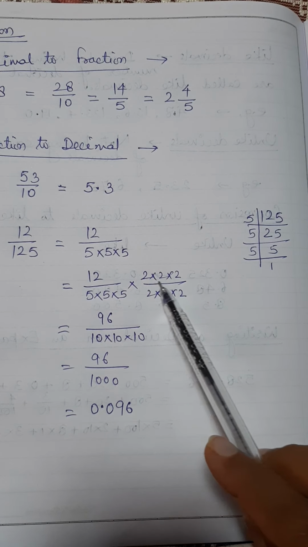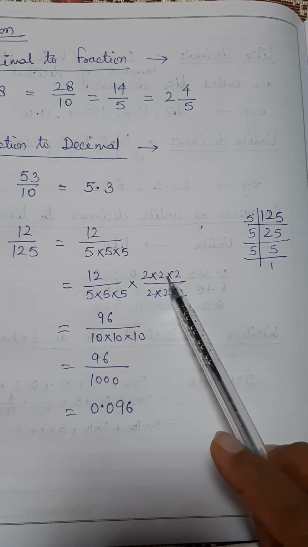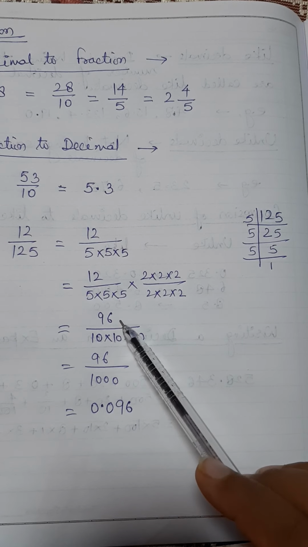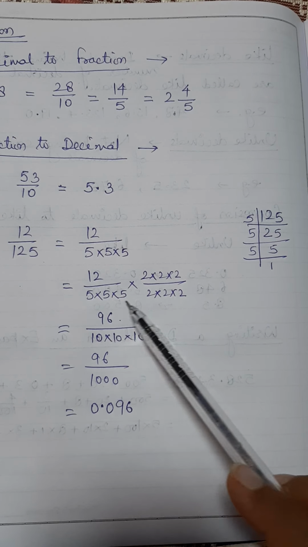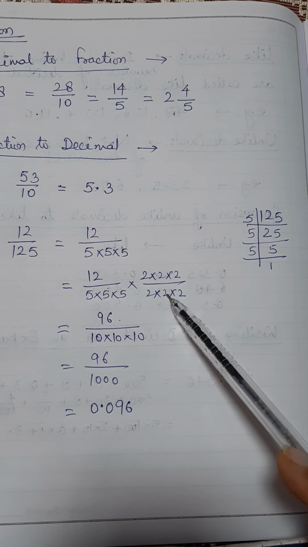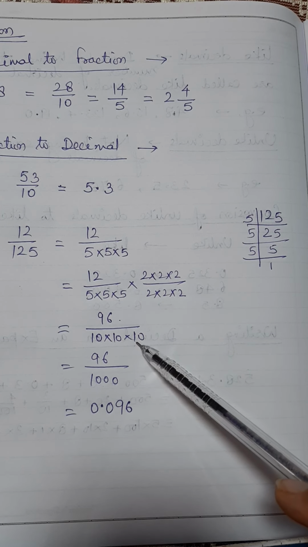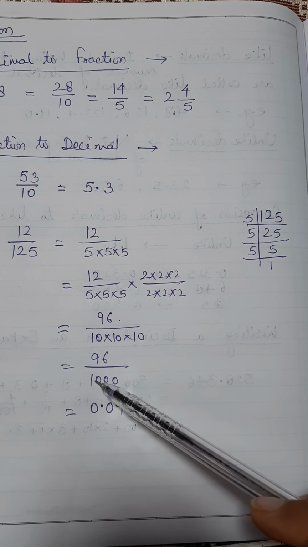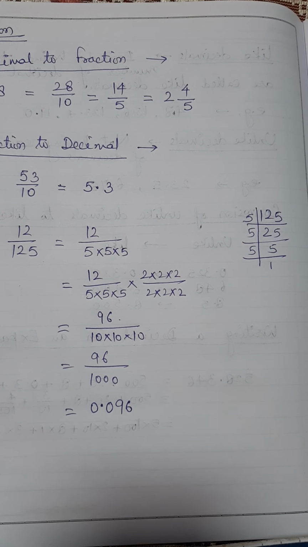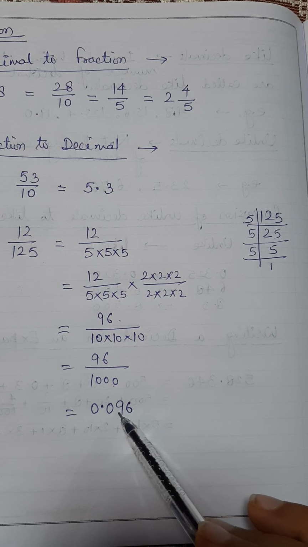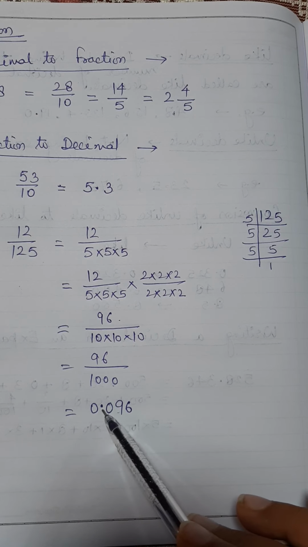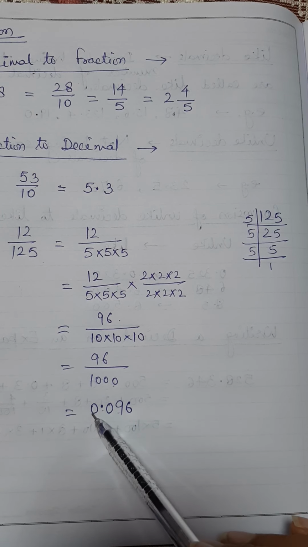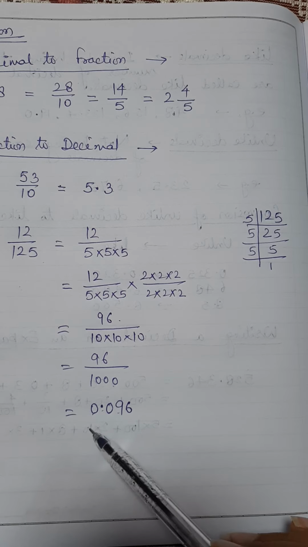Here we have three 2s, means 2 into 2 is 4, 4 into 2 is 8. So multiplying 8 by 12 we get 96. Now you can see this 5 multiplied by this 2 is 10, this 5 by this 2 is 10, this 5 by this 2 is again 10. So it is 96 upon 1000. Now in the denominator we have 3 zeros, so we have to put the decimal before 3 digits. Here we have only 2, so just put 0 and then apply the decimal, right? Now before the decimal we don't have any digits, so you have to put 0 there also. Okay.